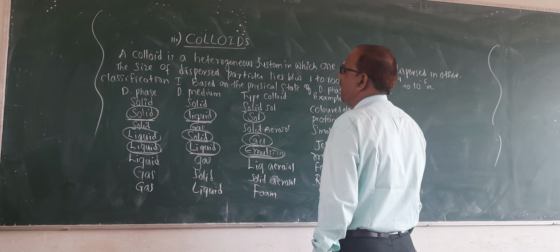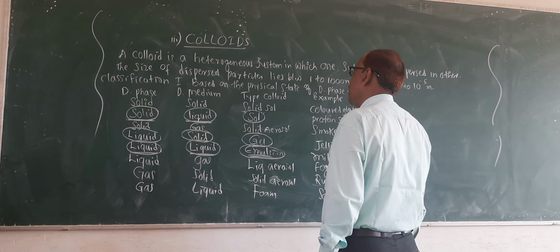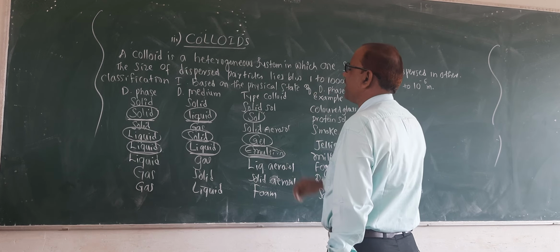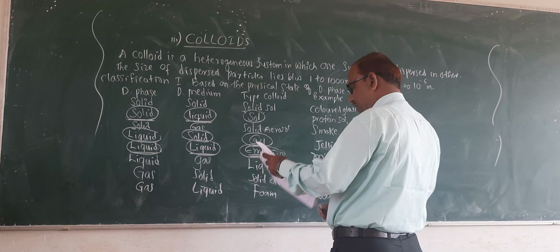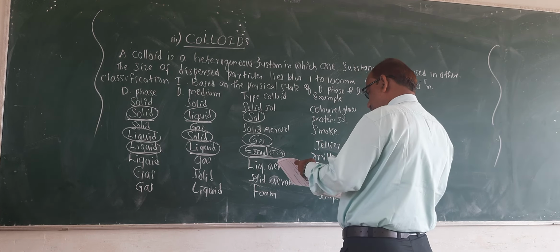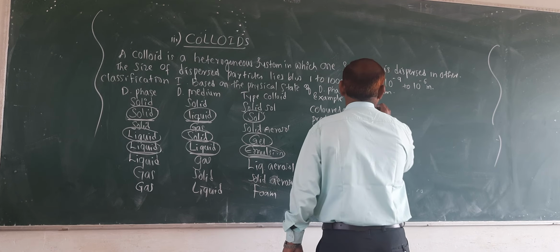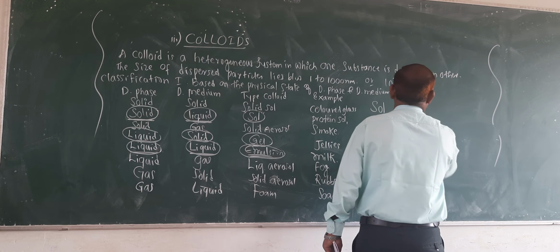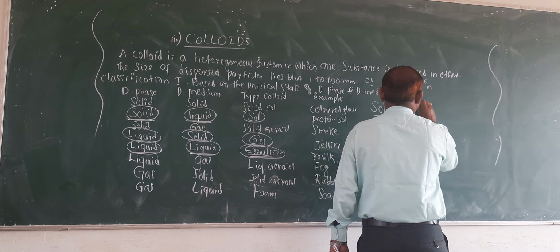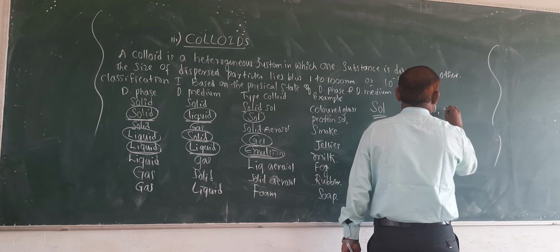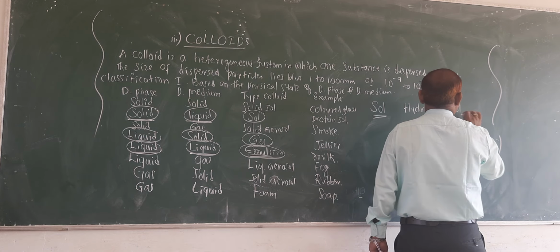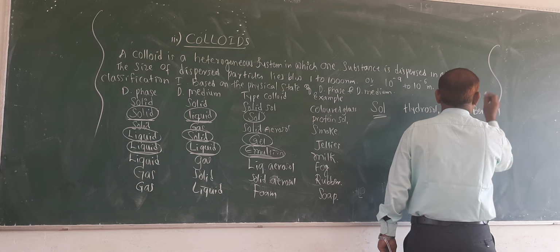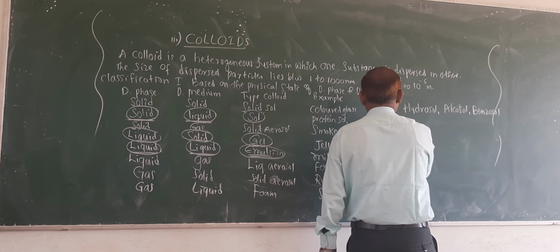Okay, then we can have a solid, liquid, solid dispersion. The liquid you are making use of can have different subtypes. Among these, if you have hydrosol, alcohol, and benzosol, these are the subtypes in which the dispersion medium differs.